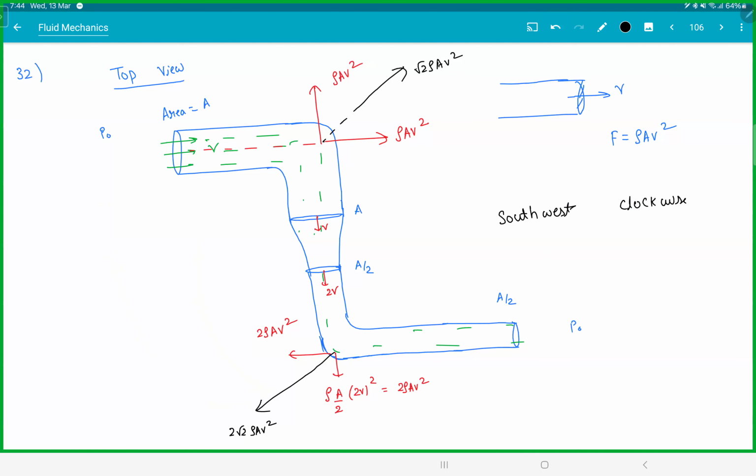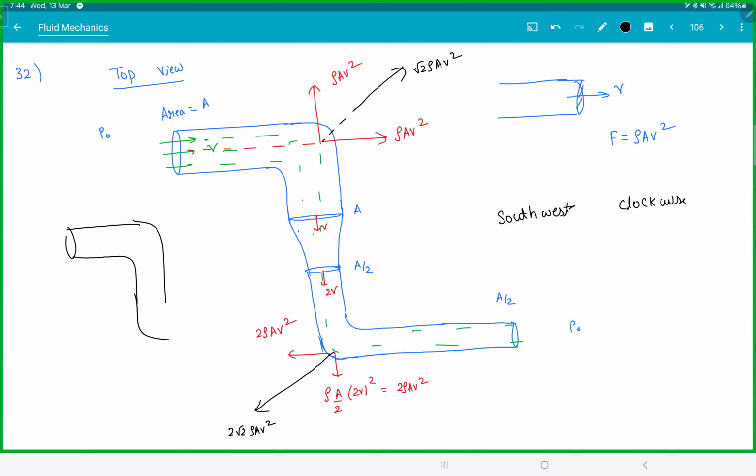Clear, everyone? Any doubts on this? So basically, you have to consider this thing also. There'll be a vertical component of force also. If the pipe had been like this, everything is area A, and suddenly it becomes A by 2 here, then the force would only be left and right.